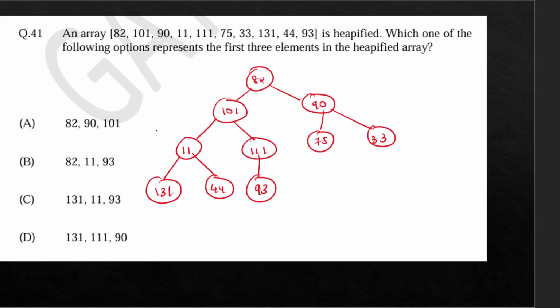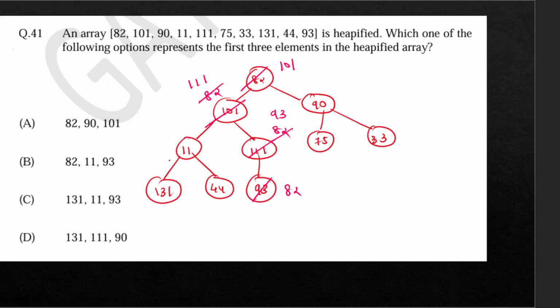So heapify the node with 111 value. If you do that, we have to heapify this. Now if we try to change this, what we can see is that out of these two, 101 should be here and 82 should be here. Out of this, 111 should be here, 82 should be here. And out of these two, 93 should be here, 82 should be here.